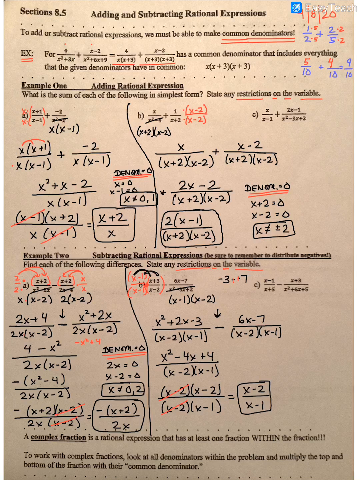And lastly, don't forget any restrictions on the variable, and that is to set your denominator equal to 0. So what denominators am I setting equal to 0? X minus 2 and x minus 1. We set those equal to 0. Do the math. X cannot equal 1 or 2.